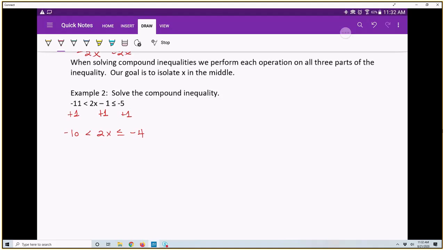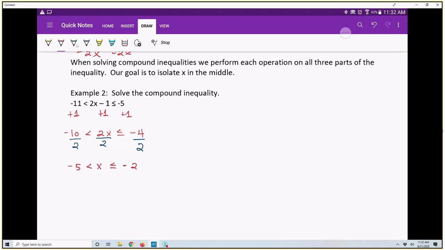Okay, very good. Now again, I want x by itself, so I'm going to divide by 2. Dividing by 2 is okay because it's positive. I don't have to change the sense of the inequality. So divide by 2 in all three locations. So I get -5 is less than x less than or equal to -2.